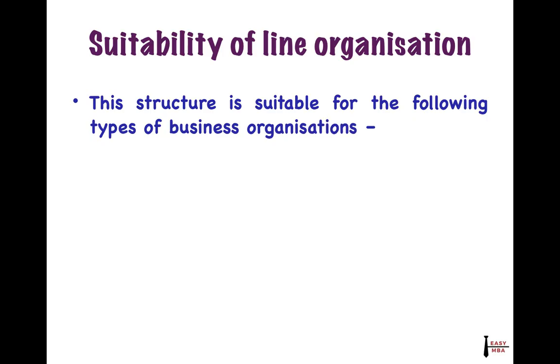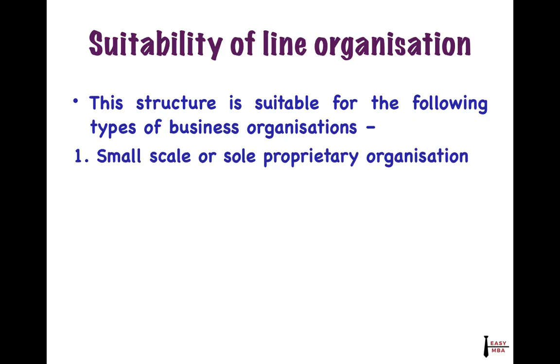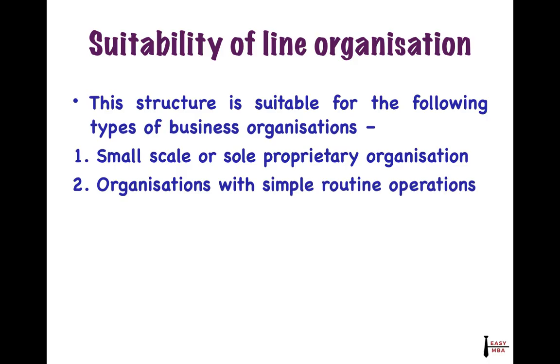This type of organizational structure is suitable in, first of all, small scale business or sole proprietary organization. That is when one individual is managing the entire organization or the business of the organization. So in a small scale unit, line organization is suitable. And secondly, those types of organizations which have simple routine operations, they don't have complicated tasks to do, they have simple routine work that is done every day in a similar fashion. So those organizations also follow line organizational structure.